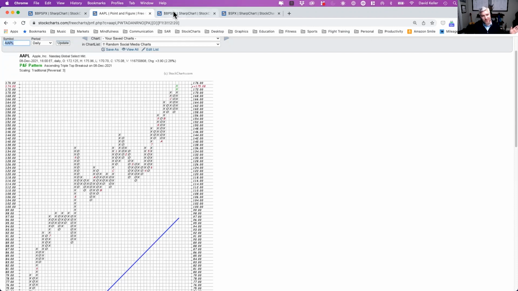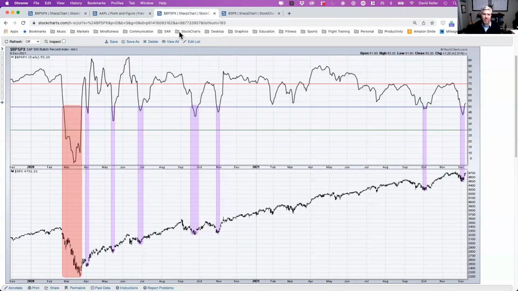What you do is you look at all 500 point and figure charts for the S&P members, and you turn that into an indicator called the Bullish Percent Index. We're looking at it on the S&P 500, although you can look at it on any index where you have members: an ETF, a particular sector, whatever it is.